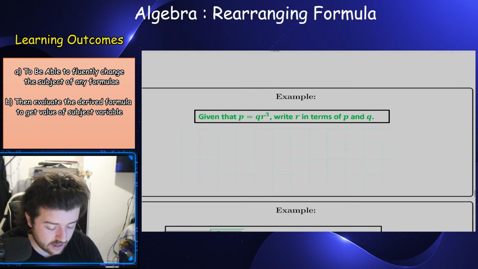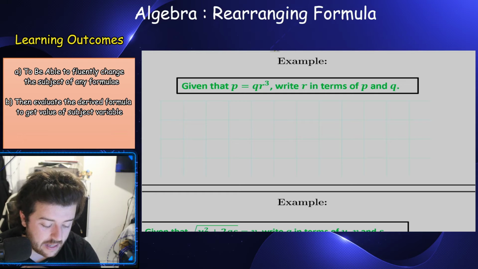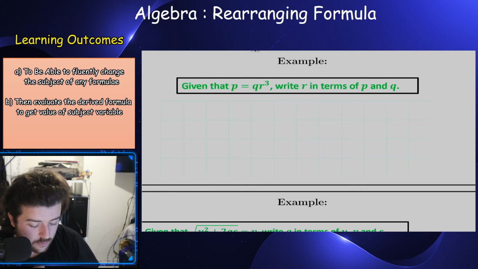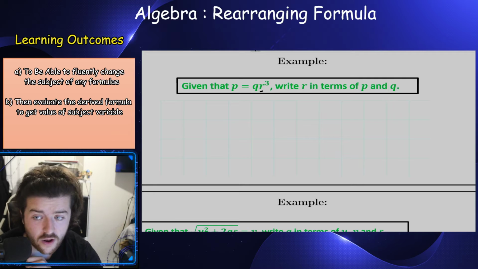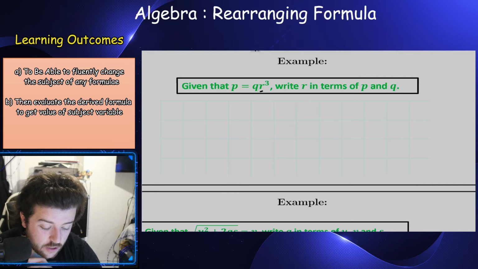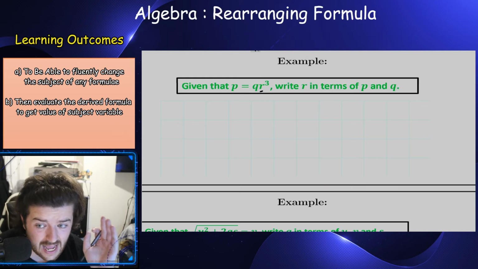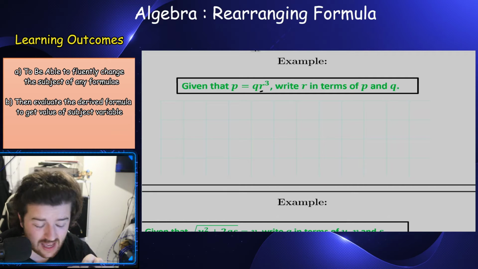Next example here. Given that p is equal to q r cubed, write r in terms of p and q. Step 1, identify what I need to isolate. I need to isolate r. Step 2, get rid of any fractions. I don't have any fractions, done. Step 3, factorize r fully. I only have one term that has an r, so I don't need to factorize.